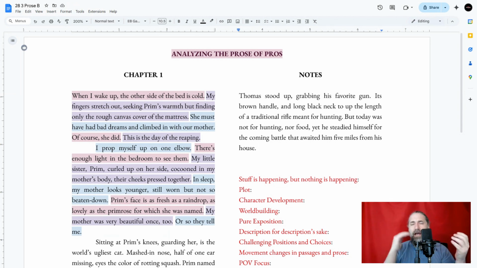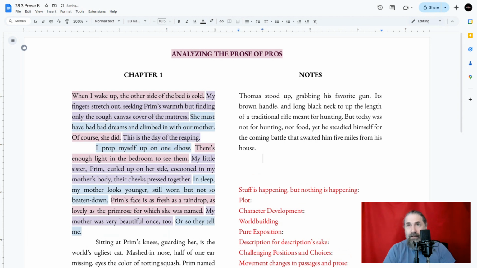So you have to just keep explaining or adding narrative truth to the sentence beforehand. And now we have choices here. He steadied himself for the coming battle that awaited him 5 miles from his house. So we could talk about the house now, or we could talk about the battle. And that becomes a choice based on the character's decision. So as you're writing, you have to think, is the character making the choice to pay attention to the house or the battle? And this is where you could play with it. I could even change the movement.